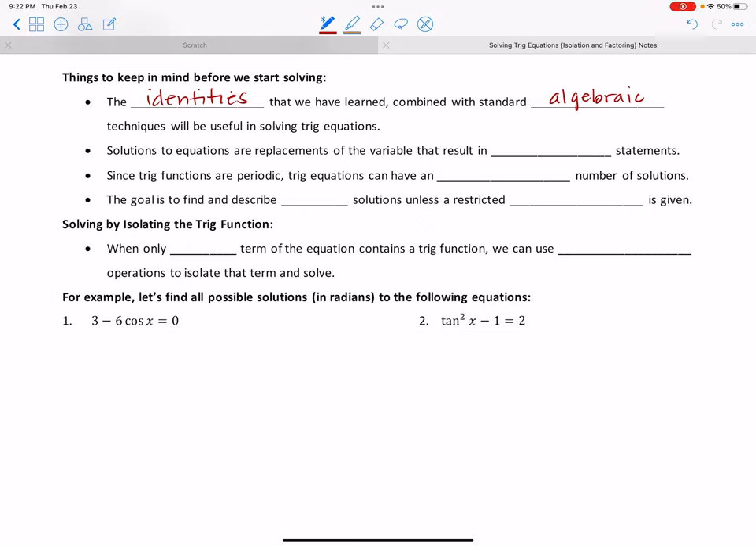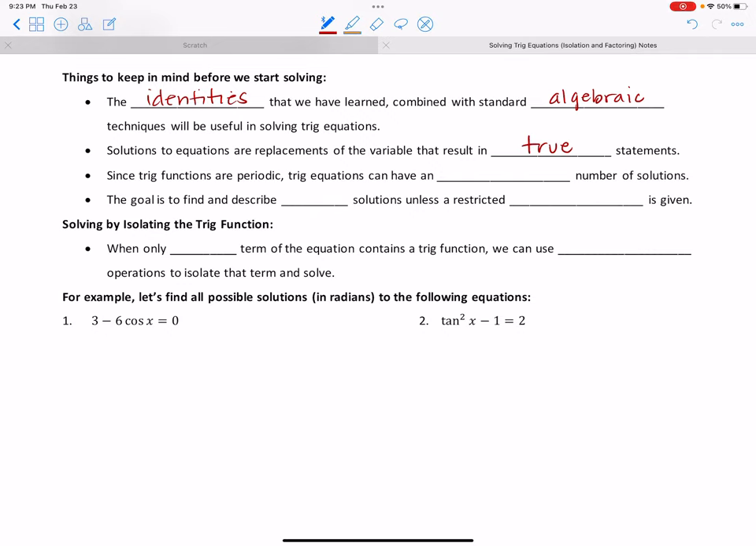Also remember that solutions to equations are replacements of the variable that result in true statements, so we can always check our answers by plugging them back in. Also note that when we're solving these trig equations, the answers that we're getting are angles, so we're finding angles.